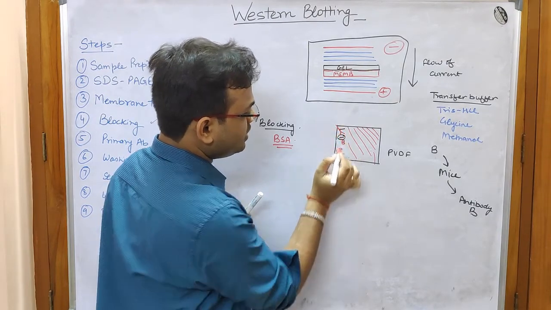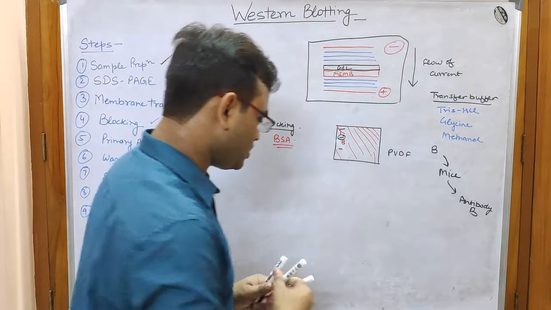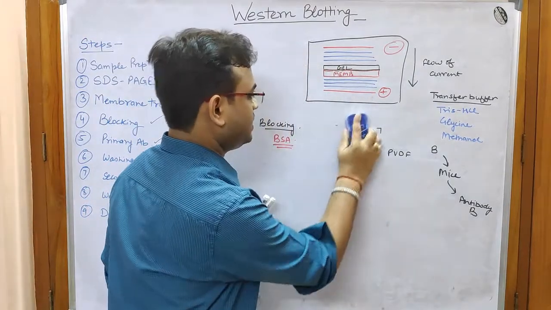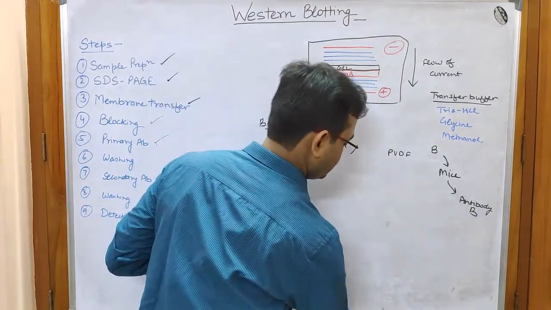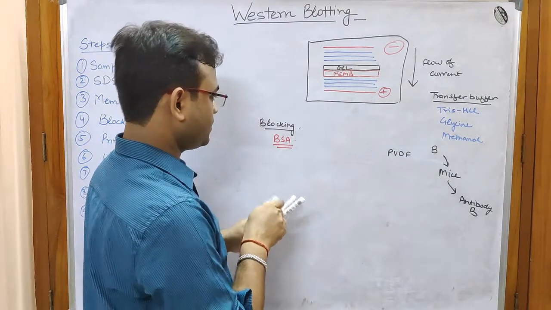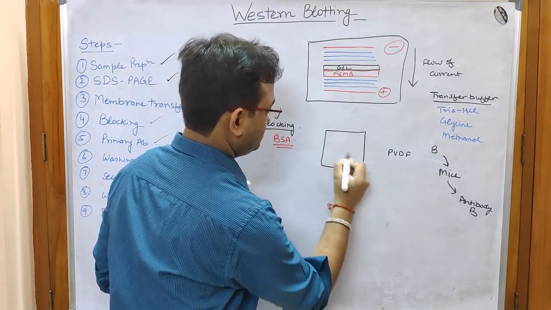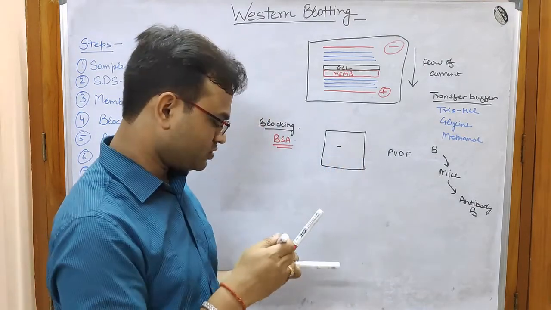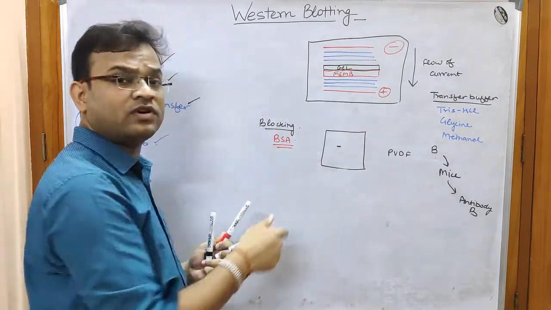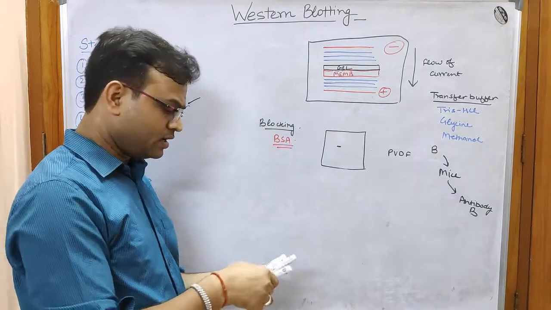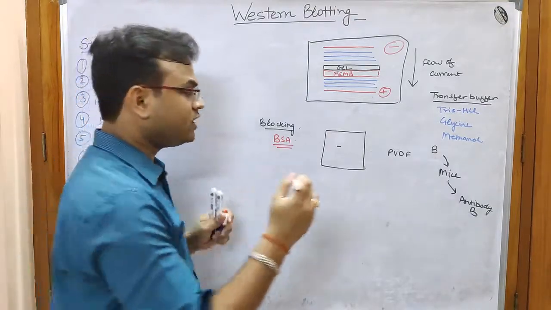So this is the structure. I don't know if it is visible to you or not. I will just clear this and draw this once again. So suppose this was the protein that we were looking forward to. This was the protein and we are making antibody against it.